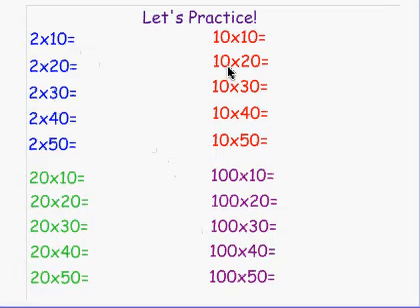Here is some independent practice. I'd like you to do these on your own, so pause the video here, and when you come back, we'll check our answers. Here we go. 2 times 10 is going to be 20. 2 times 20 is 40. 2 times 30 is 60. 2 times 40 is 80.